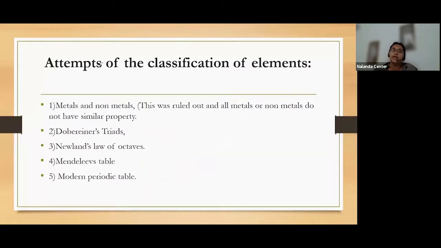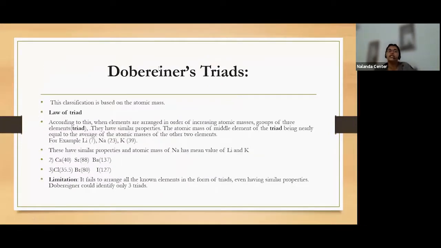So what did Dobereiner do? He arranged the elements in the order of atomic mass. Then what did he find out? When the elements were arranged in increasing order of their atomic mass, he found that there were groups of three. What is the speciality of this group of three? They have similar properties. Moreover, the atomic mass of the middle one is equal to the average of the atomic masses of the other two.